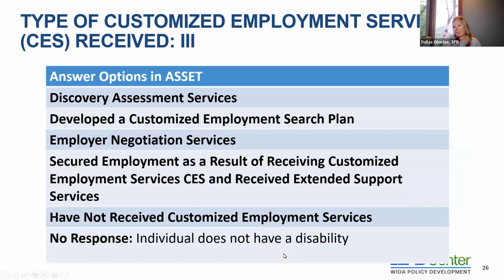So in ASSET, again, you can select discovery assessment services, developed a customized employment search plan, employer negotiated services, or secured employment as a result of the CES services. And then you can also select not having received customized employment services. And the only time you should be having a no response is if they do not have a disability. So again, if they have a disability, you need to be selecting something. You can't be leaving this blank, because again, it doesn't give good data and information if we're leaving things blank if somebody has a disability.